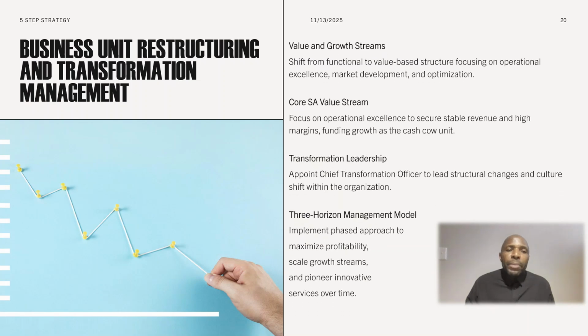And then business unit restructuring and transformation management. Value and growth streams shift from functional to value-based structure, focusing on operational excellence. And then market development and optimization, core South African value stream, and then transformational leadership. So we only say they appoint a chief transformation officer, but this could be a new strategy manager in the organization, or it could be a business improvement manager, because most of the strategic business units focus on being a profit center or a cost center.